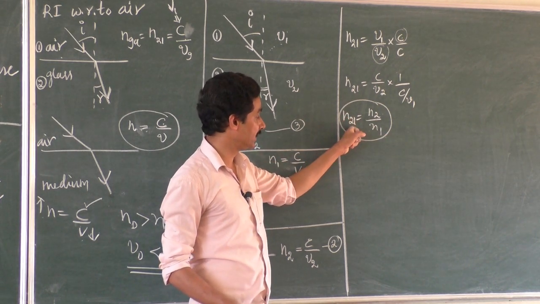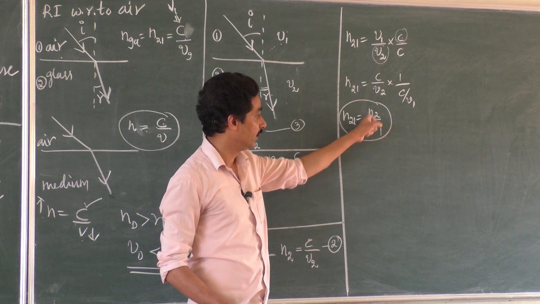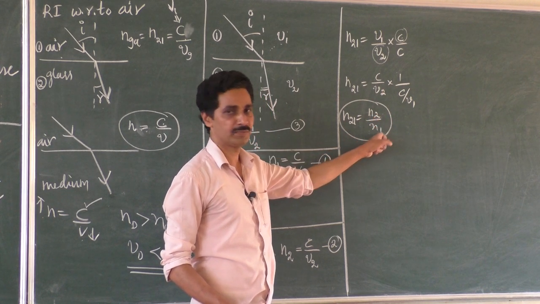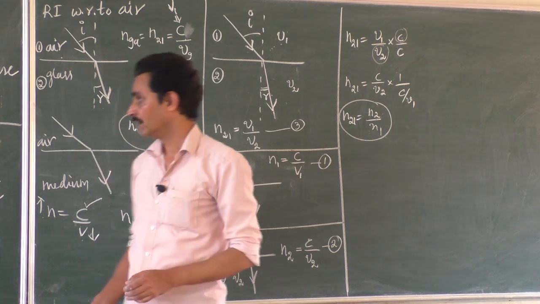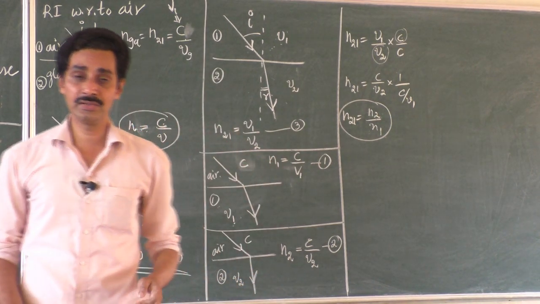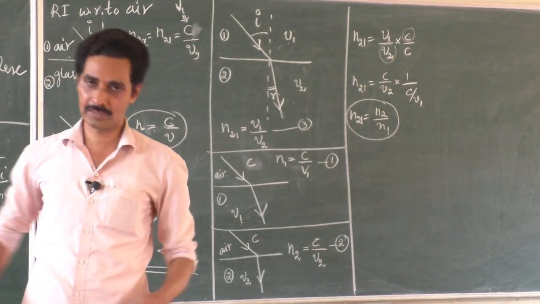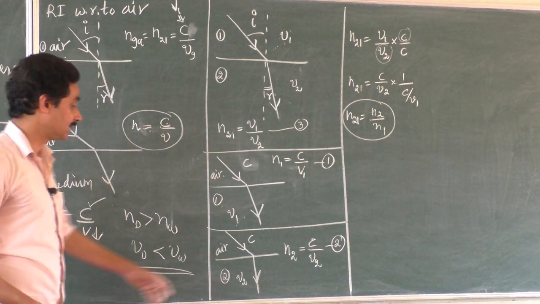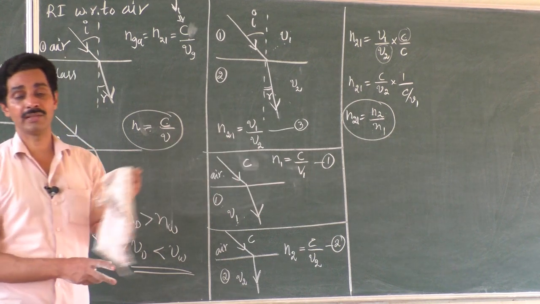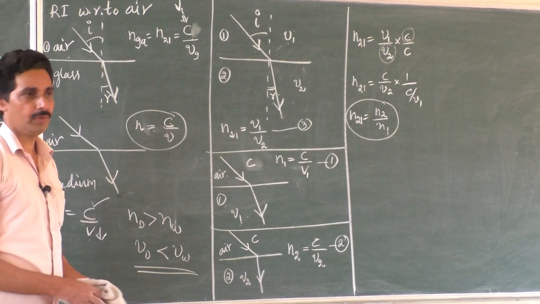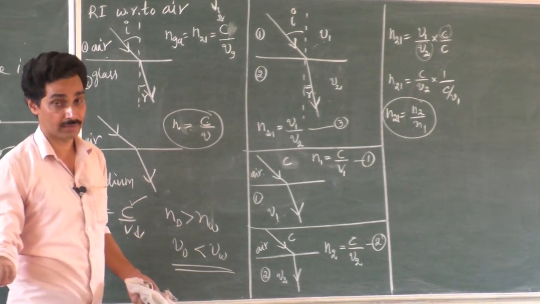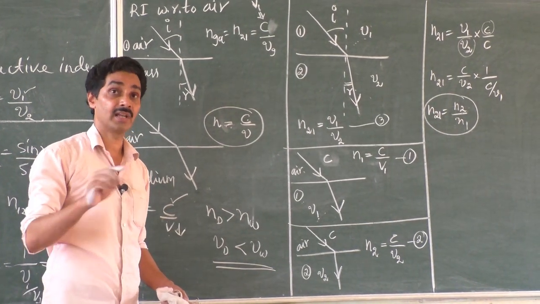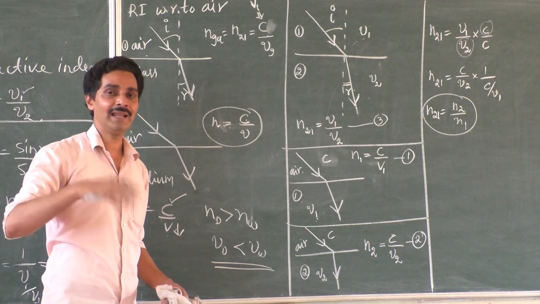So the refractive index of the second medium with respect to the first medium is always equal to the ratio of the refractive index of the second medium with respect to air and the refractive index of the first medium with respect to air. So from here onwards, if you are given any refractive index, remember it is not the refractive index of any medium with respect to another medium. It is the refractive index of some medium with respect to air. Suppose I say the refractive index of glass is 1.5. What do you mean by that? It is the refractive index of glass with respect to air, not with respect to something else. If it is with respect to something else, you must mention, sir, second medium is glass, first medium is water. You have to mention it. Unless mentioned, it is air.